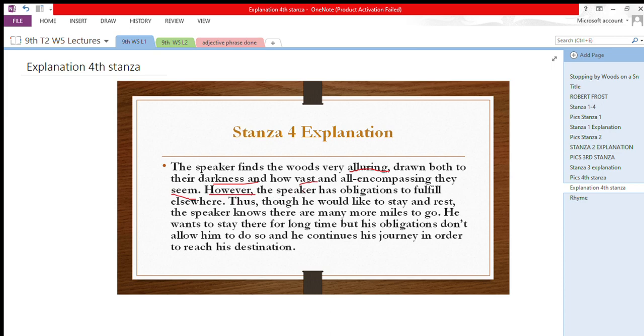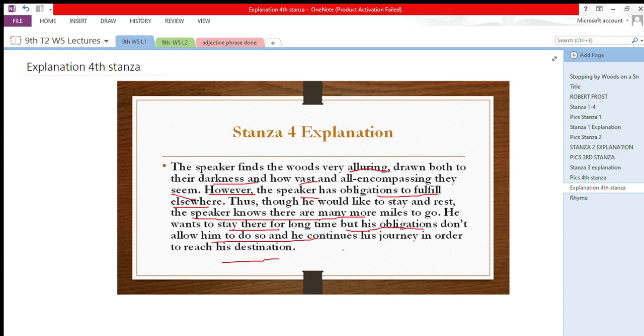But the poet cannot stay there for a long time. The speaker says he has obligations, he has duties to fulfill elsewhere. Maybe he is referring to the duties or obligations towards his family, his friends. Thus, though he would like to stay and rest, the speaker knows there are many more miles to go. But the speaker says he cannot stay there. He wants to stay there for a long time, but his obligations or his promises don't allow him to do so. And he continues his journey in order to reach his final destination.